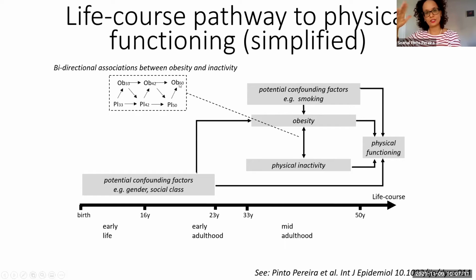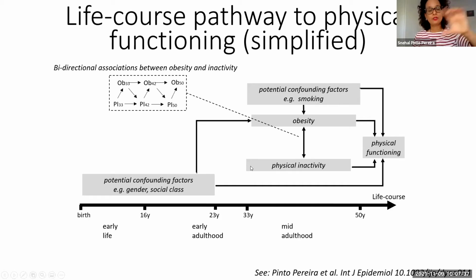So there's this bidirectional relationship happening between obesity and physical activity across your life. And both obesity and physical activity affect your physical functioning. And then you also have confounders, and these confounders come up from across your life as well. So for example, your social class at birth can affect your obesity, your physical activity, and your physical functioning. There should be an arrow between social class and physical activity here.